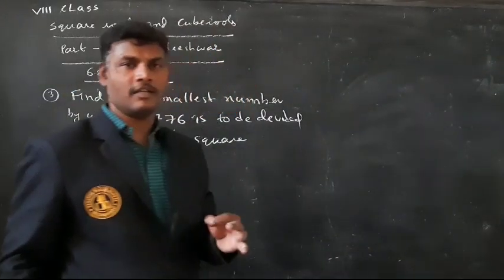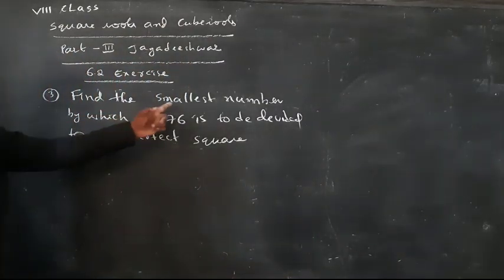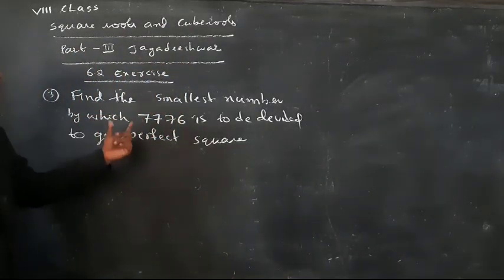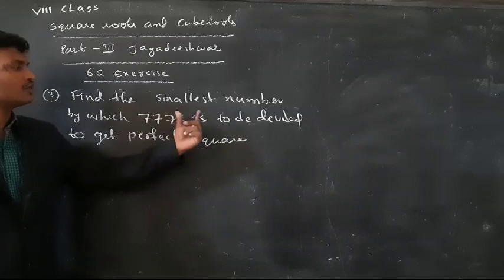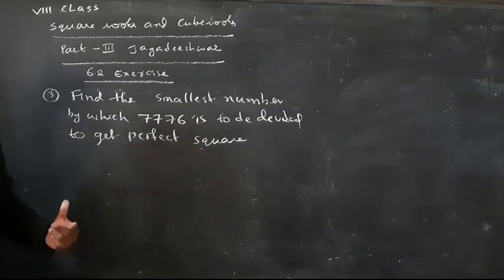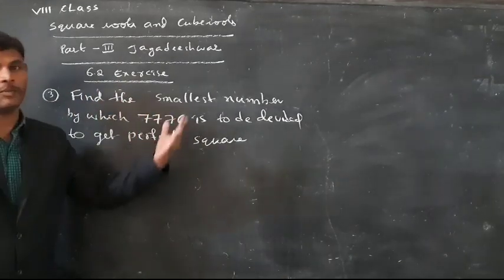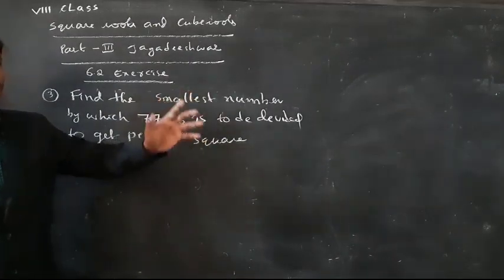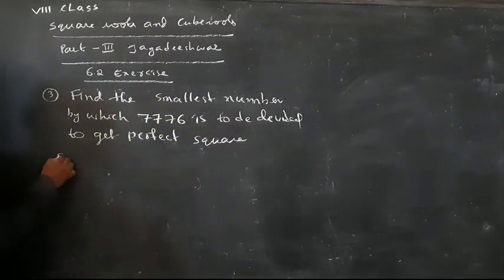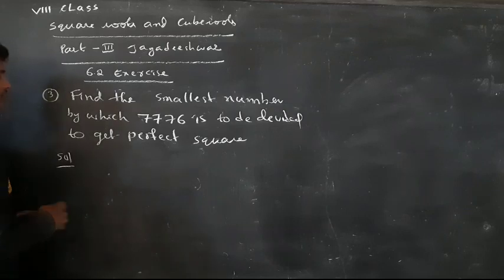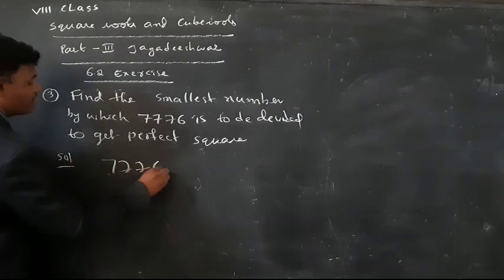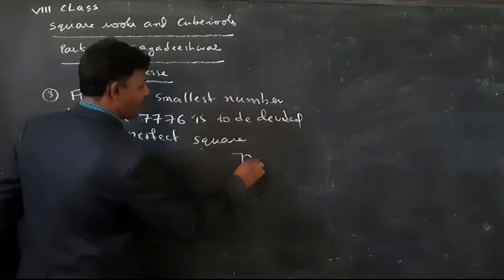Students, here is another question. Find the smallest number by which 7776 is to be divided to get a perfect square. Previously we discussed multiplying, but this question is about dividing. Solution. What is the given number? 7776. Divide it into prime factors.